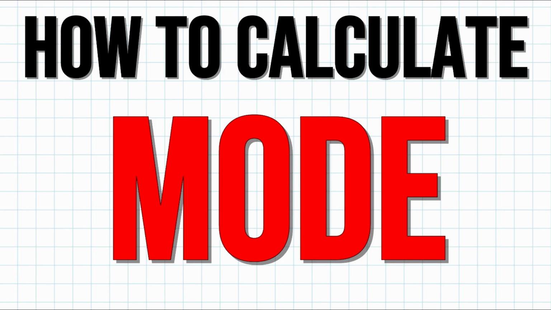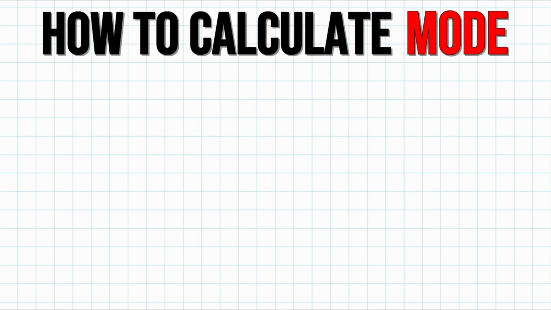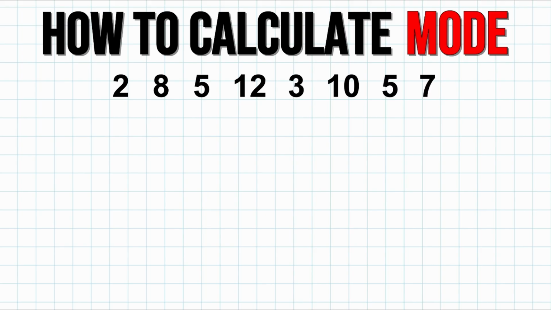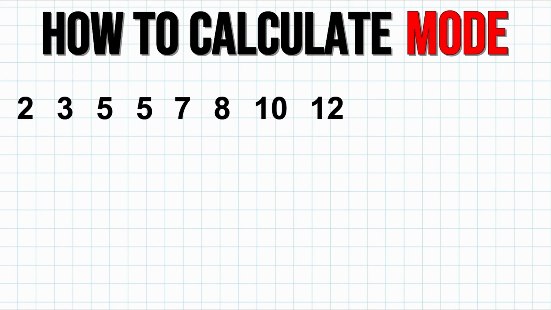In this video, we're going to learn how to calculate the mode. So the first thing I need is a set of numbers. So I have 2, 8, 5, 12, 3, 10, 5, and 7. Now as a rule of thumb, normally I organize my data from least to greatest, and this is just a simple way of keeping it organized so it's really easy to find my values.